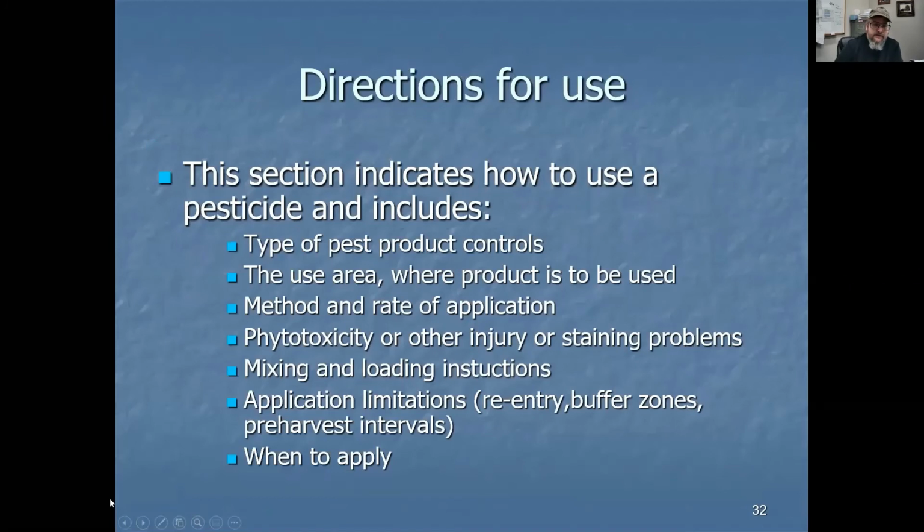Directions. This section indicates how to use a pesticide and includes the type of pest the product controls, the use area, where a product is to be used, method and rate of application, phytotoxicity or other injury or staining problems, mixing and loading instructions, application limitations, re-entry buffer zones, pre-harvest intervals, and when to apply it. These would all be contained in the label under directions for use.